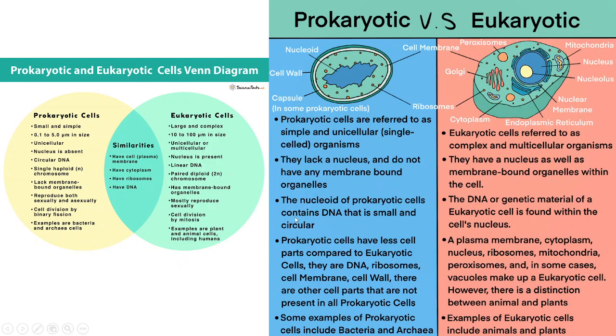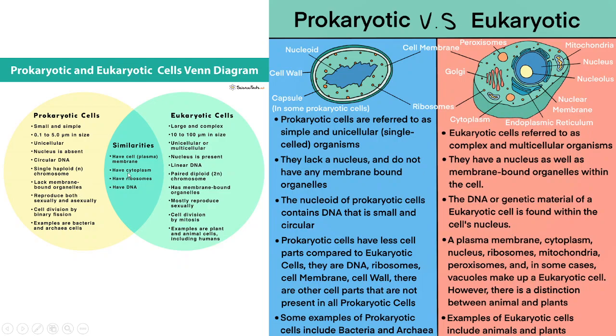The nucleus of prokaryotic cells contains DNA that is small and basically circular. We know in eukaryotes the DNA is inside the nucleus, and it's also in a chromatin form. Once the cell starts dividing, they get condensed into chromosomes, and that's when they are visible under the microscope. And prokaryotic cells have fewer parts compared to eukaryotic cells because they don't have all these organelles like Golgi body or mitochondria and stuff. And some examples of prokaryotic cells are bacteria and archaea. Eukaryotes are plants, animals, everything.